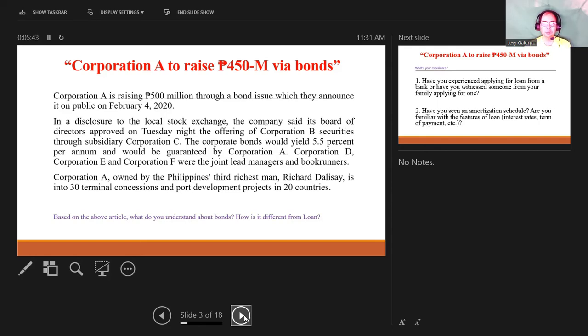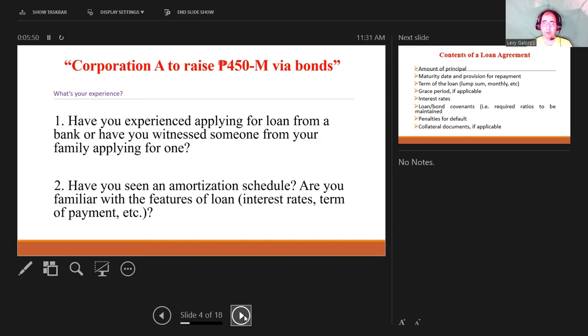Now, have you experienced applying for a loan from a bank, or have you witnessed someone from your family applying for one? Have you seen an amortization schedule? Are you familiar with the features of a loan, interest rates, term of payment, etc.? When you start working in a bank or in any lending company, you can see an amortization schedule. At doon ma-encounter nyo rin yung mga requirements sa pagpapautang. Also, when your family member, let's say your parents, borrowed money, they will get this amortization schedule as their guide for their monthly installment payments.